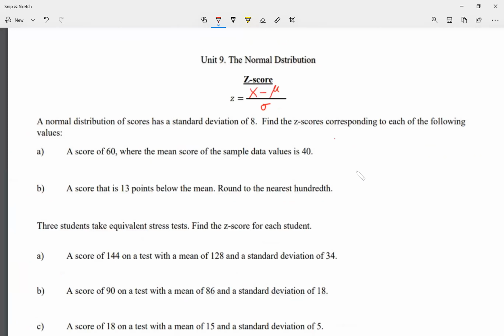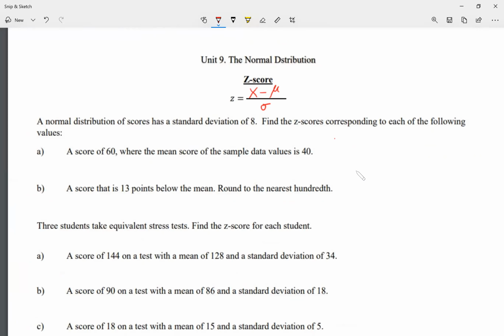A normal distribution of scores has a standard deviation of 8. Okay, so for the first two examples, 8 is going to be my standard deviation. Find the z-scores corresponding to each of the following values. A score of 60, where the mean score of the sample data value is 40. Okay, so x is 60, right? That's the number that I'm checking. My mean, my average, is 40. And then remember, my standard deviation is 8.